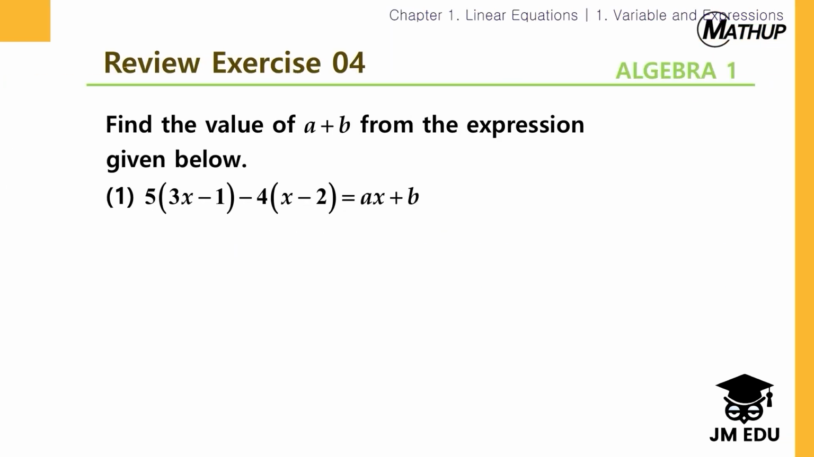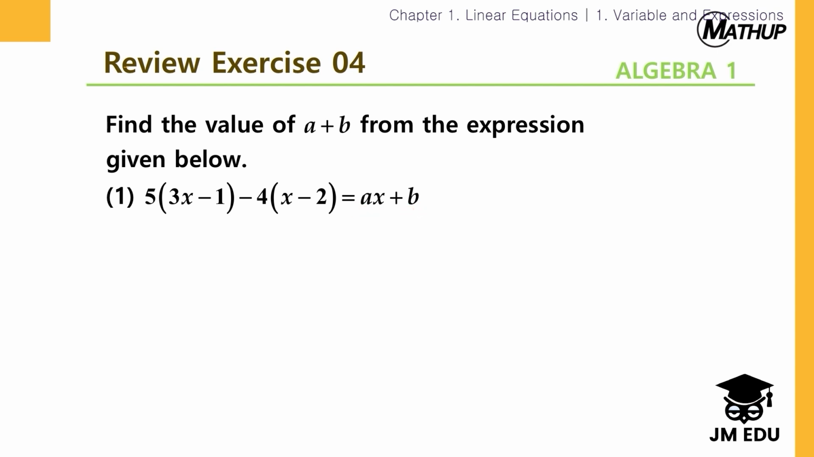Find the value of a plus b from the expression given below. Number 1, we have 5 times 3x minus 1 minus 4 times x minus 2 is equal to ax plus b. Just like number 3, we're going to simplify the expression on the left side and write this expression in ax plus b form and find a and b.